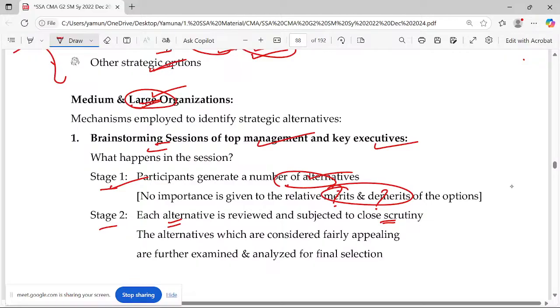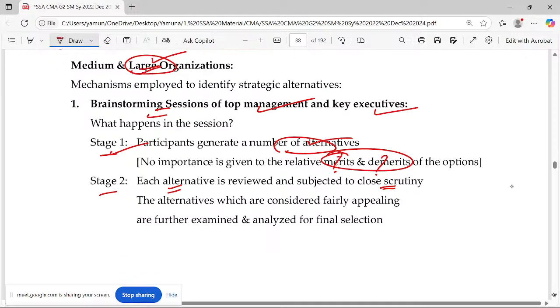Stage two is they go for contrasting. What do you mean by contrasting? If this is done, what will be the consequences? If this is not done, what will be the consequences? So they have to analyze, they have to examine properly, and they have to go for the final selection.